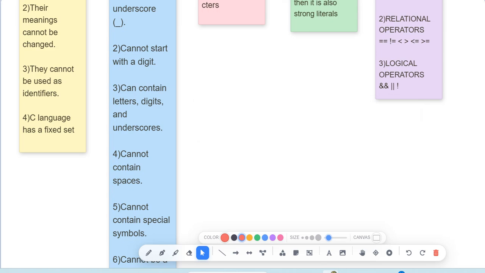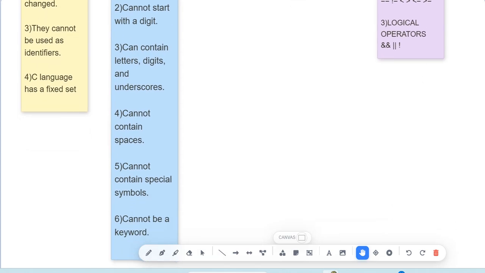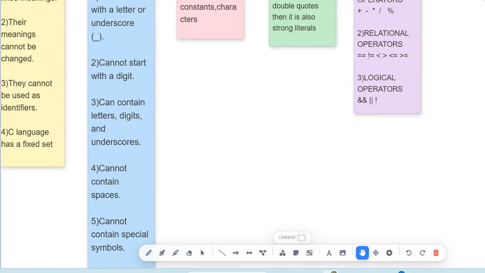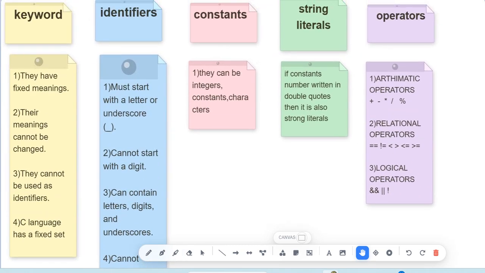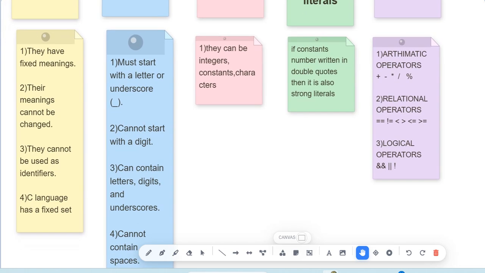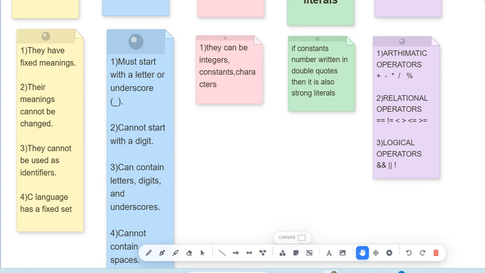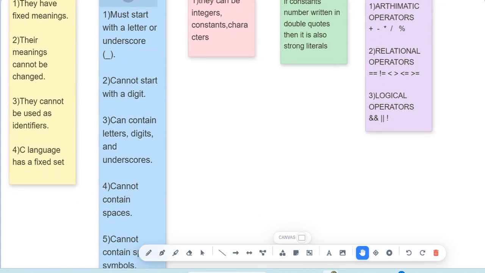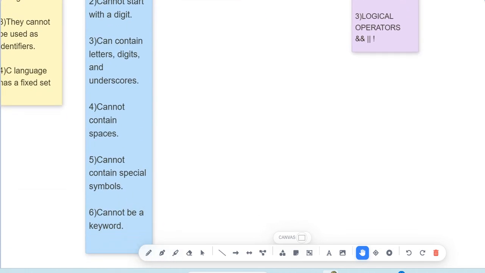We should not give any sort of spaces between the identifiers. We should not use any sort of special symbols. And in the previous video we have discussed that keywords cannot be identifiers. Again, I am saying an identifier should have a letter or underscore at the beginning, and it should contain only letters, digits, and underscores. It should not contain any sort of spaces, any sort of special symbols, and keywords should not be used as an identifier.